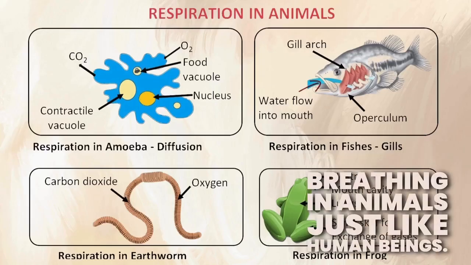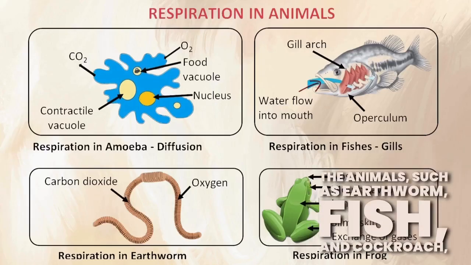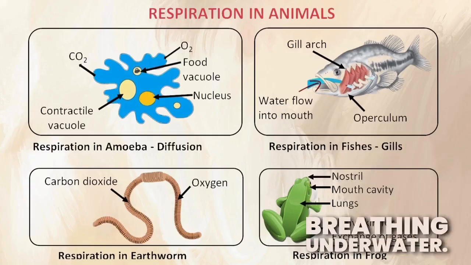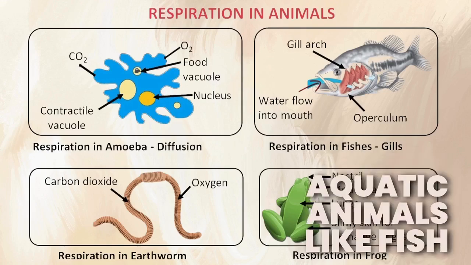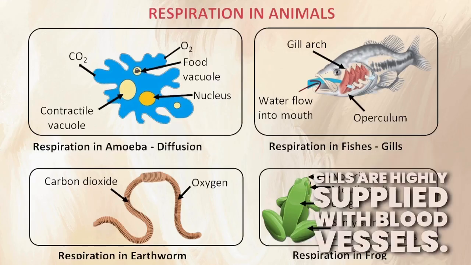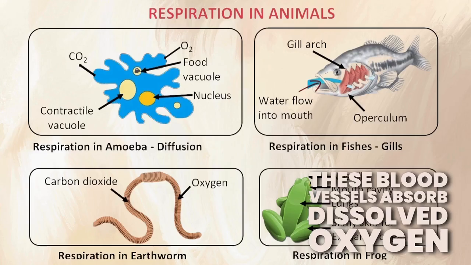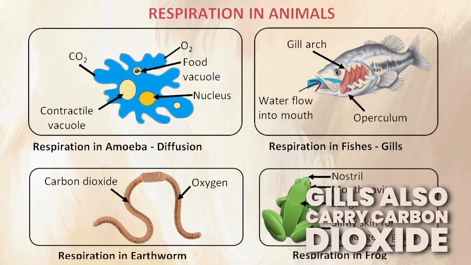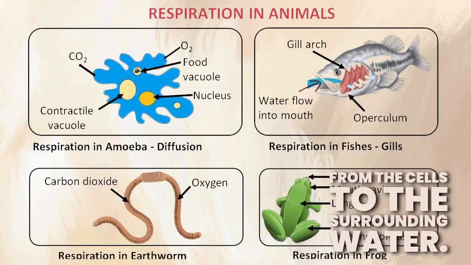Breathing in animals. Just like human beings, animals such as earthworm, fish, and cockroach respire through different parts of their body. Breathing underwater. Aquatic animals like fish have a special respiratory organ called gills. Gills are highly supplied with blood vessels. These blood vessels absorb dissolved oxygen present in water and carry it to different body parts. Gills also carry carbon dioxide from the cells to the surrounding water.